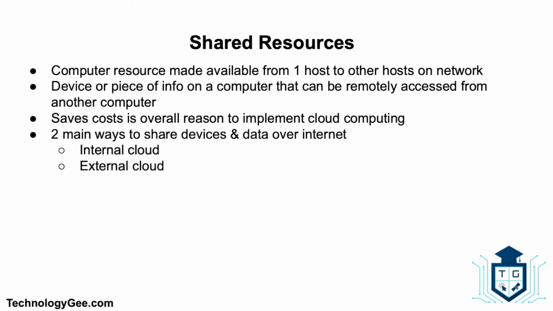Next, we have shared resources. So in computing, a shared resource is a computer resource made available from one host to other hosts on the computer network. It is a device or piece of information on the computer that can be remotely accessed from another computer transparently as if it were a resource in the local machine. Sharing equipment or data on the network to save costs is the overall reason to implement cloud computing. And there are two main ways to share devices and data over the internet. You can do it by way of an internal cloud or an external cloud.